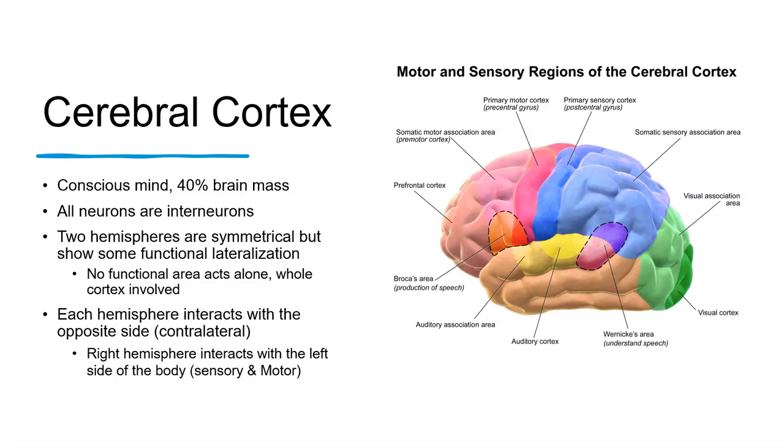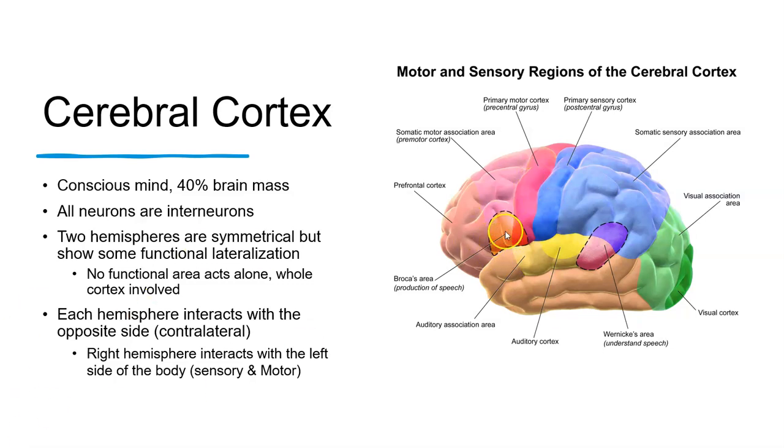The cerebral cortex is sometimes called the conscious mind, and it makes up about 40% of the total brain mass. All of the neurons, now remember, neurons are nerve cells. All of the neurons are interneurons, which means they are in a neuronal pathway, and they are between two or more other neurons. Now, the two hemispheres are symmetrical, but they do have some functional lateralization, which means that one side of the brain may have total control of something, such as we see with the production and understanding of speech.